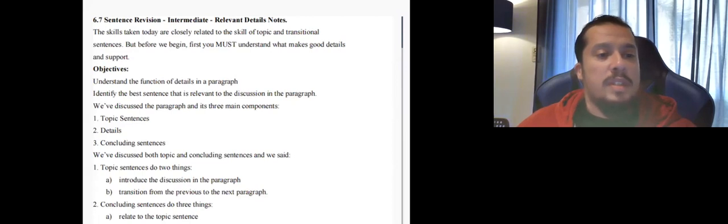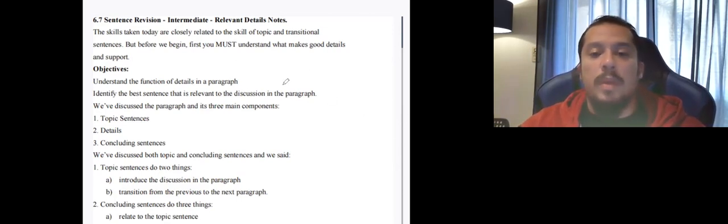Okay, so relevant details معناها detail ليها علاقة بالparagraph, right? So it's really important when we do relevant details, we see some sort of relationship between the details and what's being discussed in paragraph next. So the skills today are closely related to the topic and transitional sentences, but we need to understand like what is the topic, what is the focus, and نيجي نحل question that.